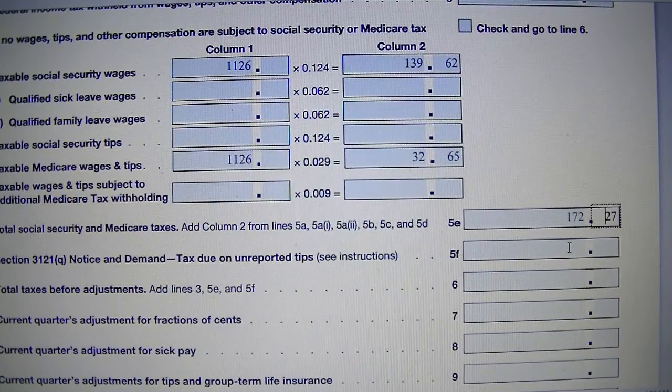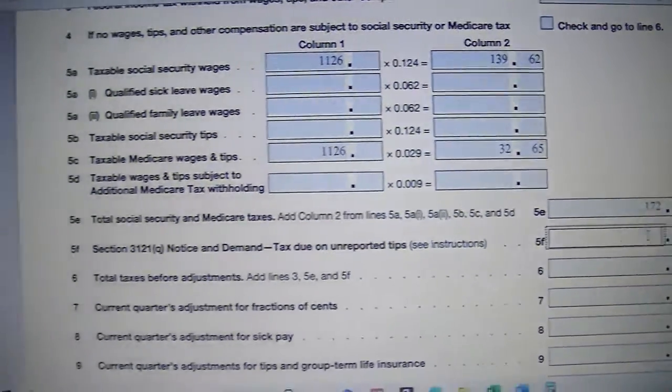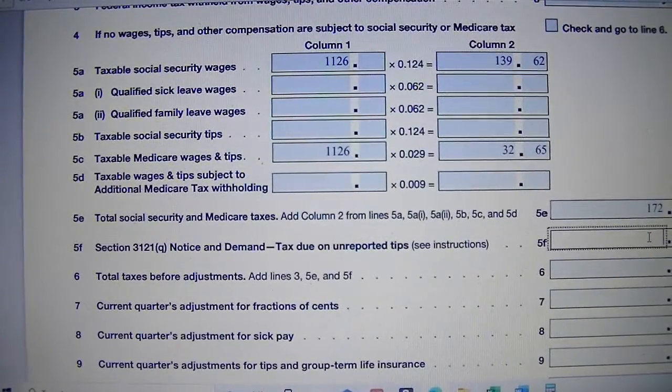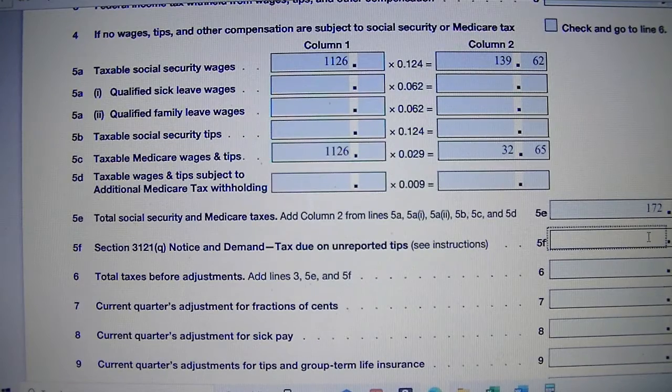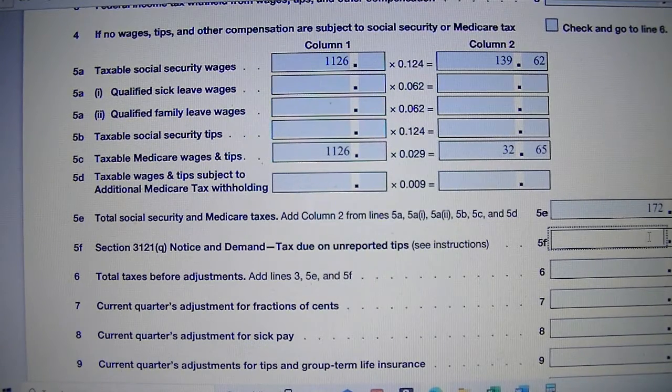Okay, so line 5F, section 3121(q) notice of demand, that's due on unreported tips. So you can read the instructions if that applies to you. So that's if some tips were not reported to you, for you to apply tax on any tax due on that will go on line 5F. But you can read the instructions to Form 941 for more information on it.